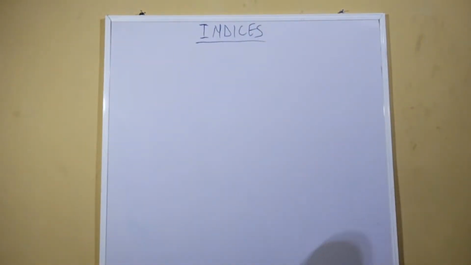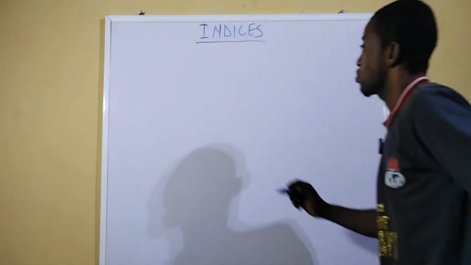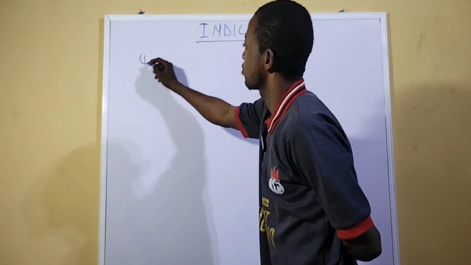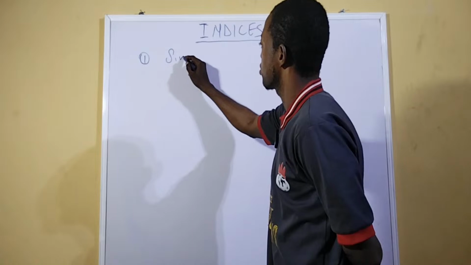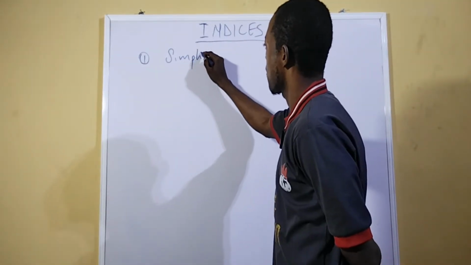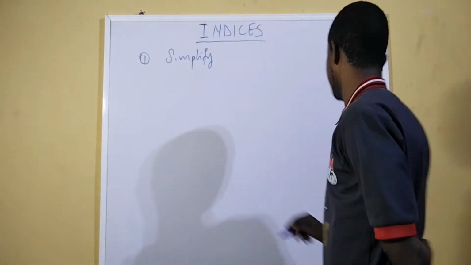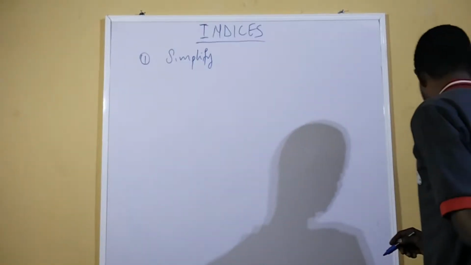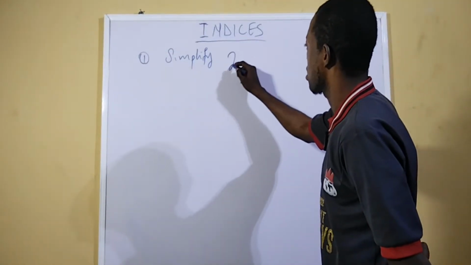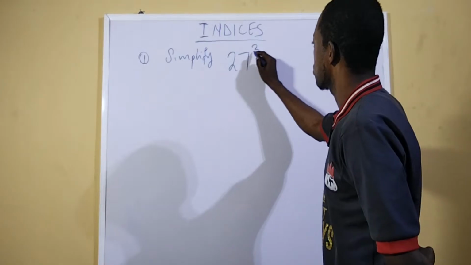Okay, thank you for staying tuned. I want to solve some simple questions here on indices. Now let's look at the first one. Simplify 27 raised to power 2 over 3.